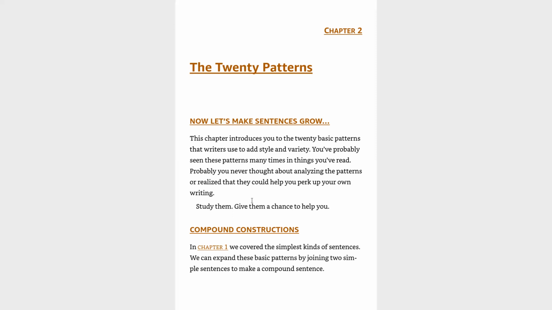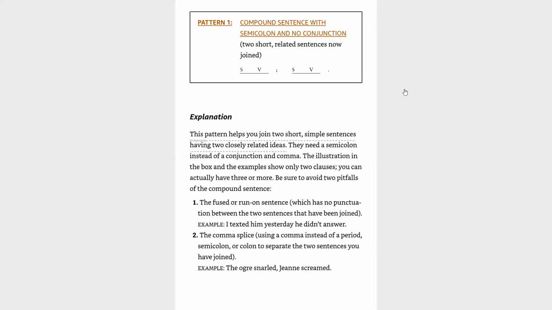So let's focus on compound constructions in chapter 1. In chapter 1, we covered the simplest kind of sentences. We can expand these basic patterns by joining two simple sentences to make a compound sentence. So the first pattern that we have is a compound sentence with a semicolon and no conjunction. Let's look at the pattern first and I'll explain why this is important. So subject verb, semicolon, subject verb.